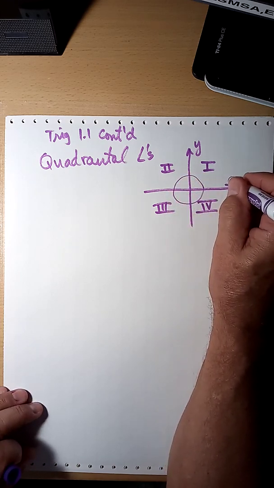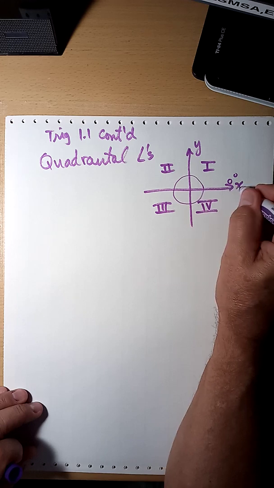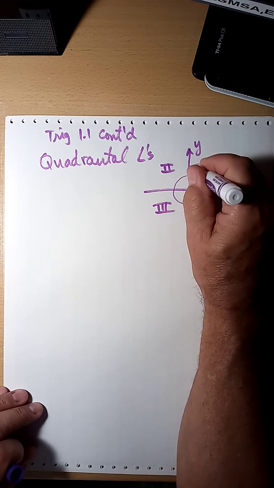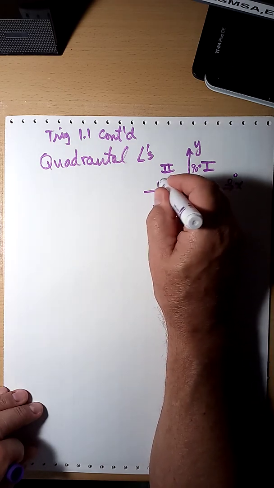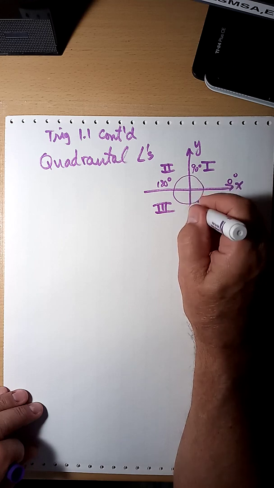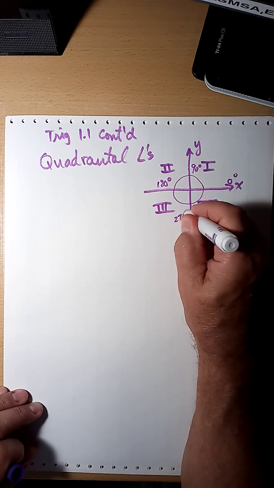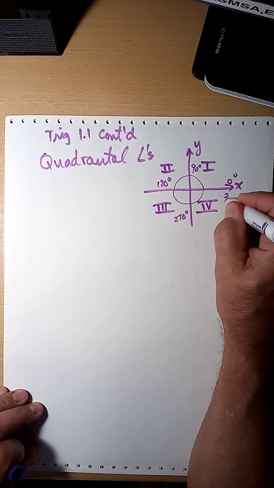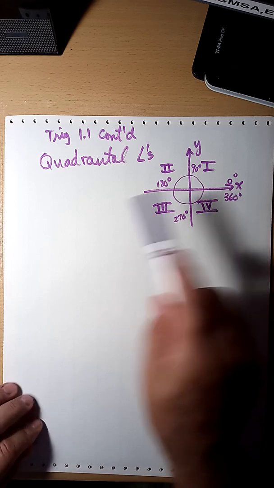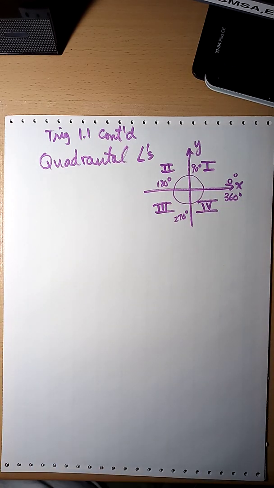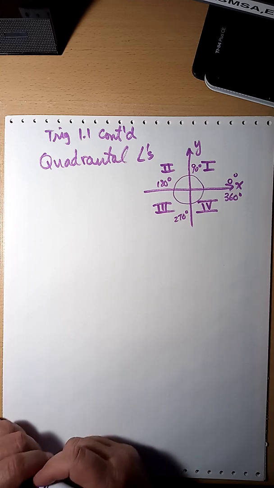So 0 degrees, the positive x-axis, positive y is 90 degrees, the negative x-axis is 180 degrees, the negative y-axis is 270 degrees, and then back around we get to 360 degrees. These are called the quadrantal angles, and any multiple of them, add 360 to each. I guess even adding 90 would work, but just to make sure you land on the same spot, add 360 to those quadrantal angles.